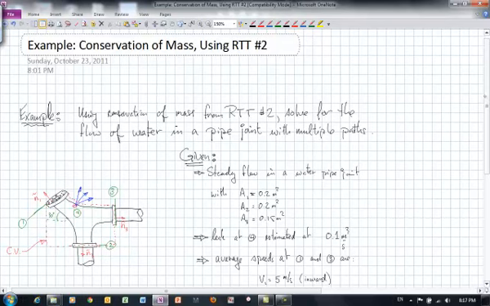What we're going to be doing here is applying the conservation of mass in the form that corresponds to the Reynolds transport theorem number 2. So not the most restricted form.